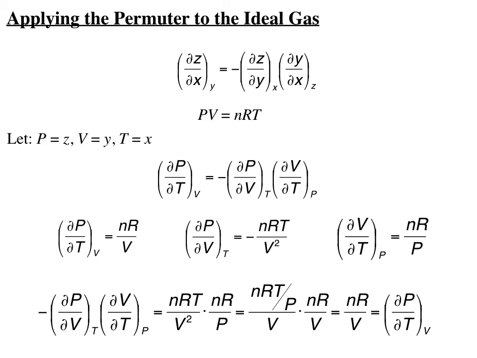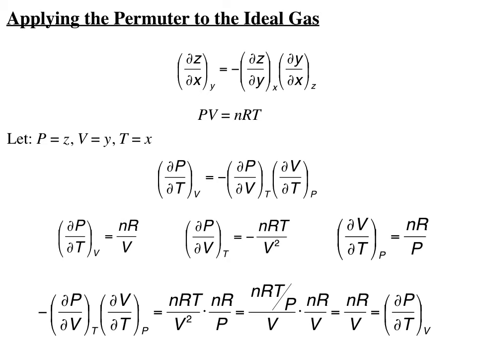Of course, P is equal to nRT over V. So dP/dT at fixed V is equal to nR over V. You should all be able to verify that that is true. Now then, the partial of P with respect to V at fixed T. Well, P is equal to nRT over V. The partial of P with respect to V is equal to minus nRT over V squared. Of course, you should be able to verify that.